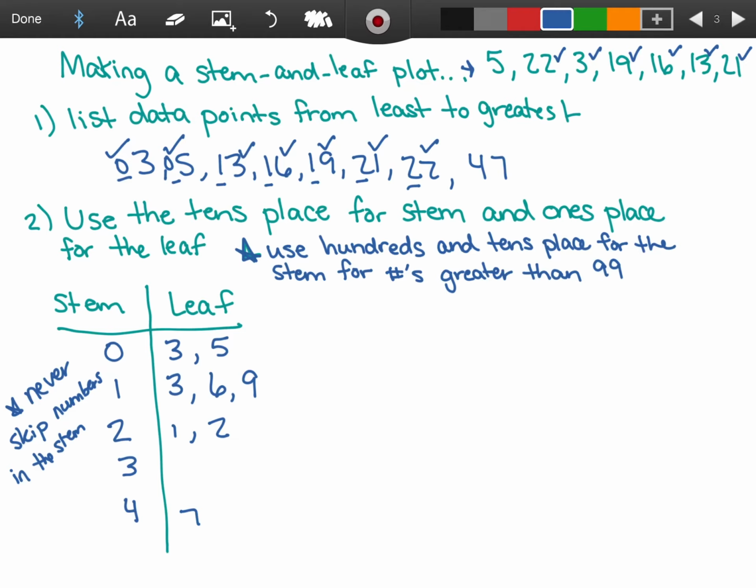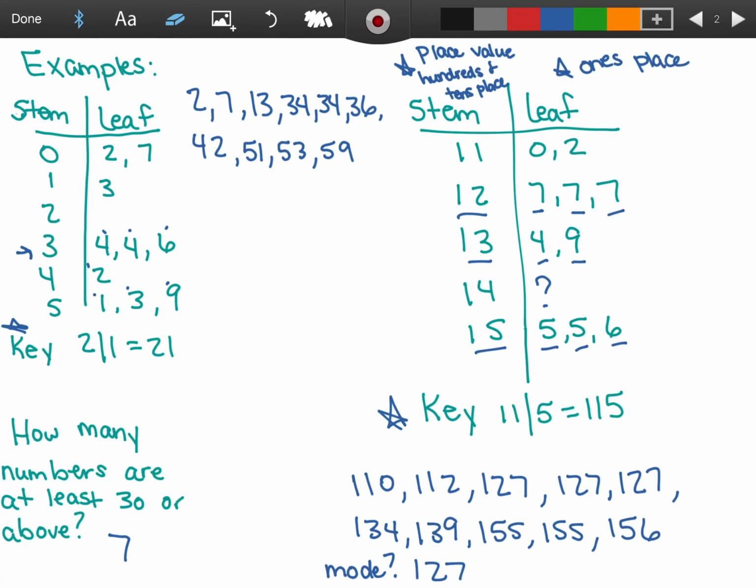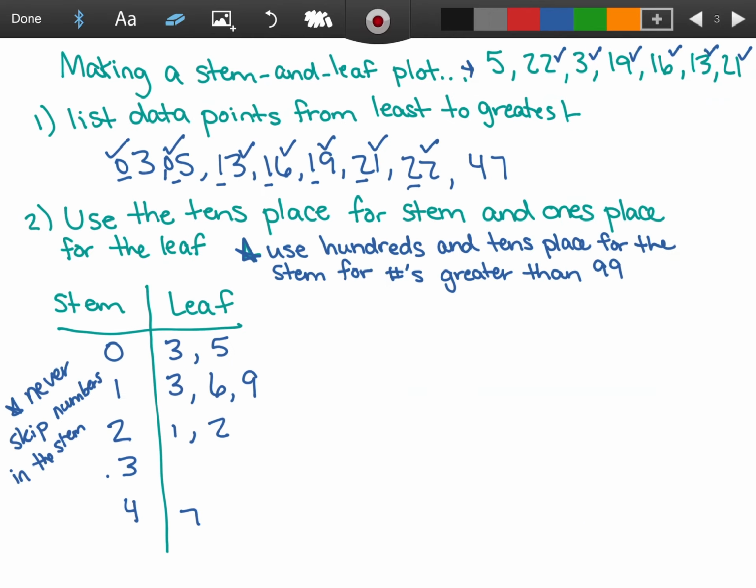You don't go 0, 1, 2, 3, 7. You have to go 0, 1, 2, 3, 4. And then if you wanted to get to 7, it'd have to go 5, 6, 7. Okay, so that's one thing that you need to remember. Also, if a number is listed twice, then you have to write it twice. Okay, so if I go back to the last example, like 127, it was listed 3 different times, so it had to show up 3 times in our stem and leaf plot.